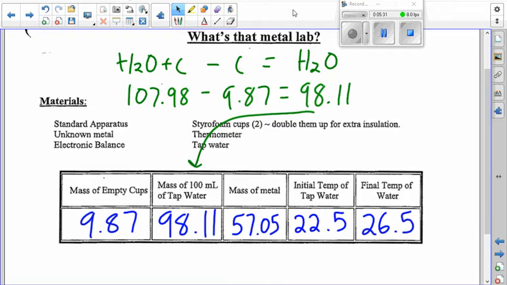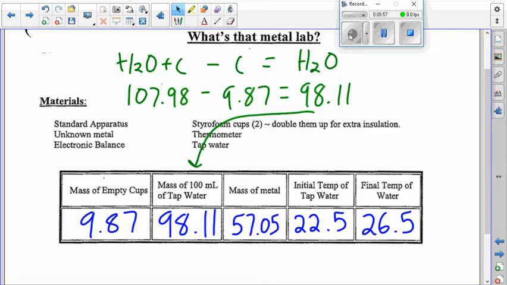The Q of the metal, the energy that the metal loses, should be equal to the energy that the water gains. Love it, Blaze. And what? 4.18, the heat capacity of water. Get them cooking. Let's go.